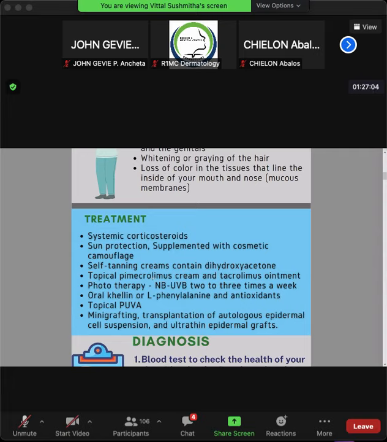For the treatment: systemic corticosteroids, sun protection supplemented with cosmetic camouflage, self-tanning creams containing dihydroxyacetone, topical pimecrolimus cream, and tacrolimus ointment. For phototherapy, NB-UVB two to three times a week, oral khellin or L-phenylalanine, and antioxidants. Topical PUVA, mini grafting, transplantation of autologous epidermal cell suspension, and ultrathin epidermal grafts.